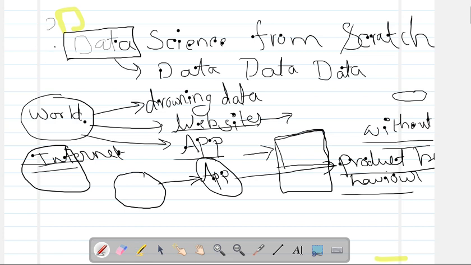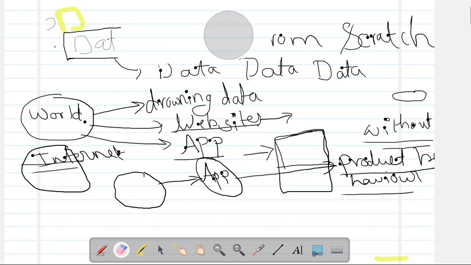Now, totally, what is data science? We'll try to understand that. Have you understood this particular thing now? What we have to understand is what data science is, so we'll take an example.